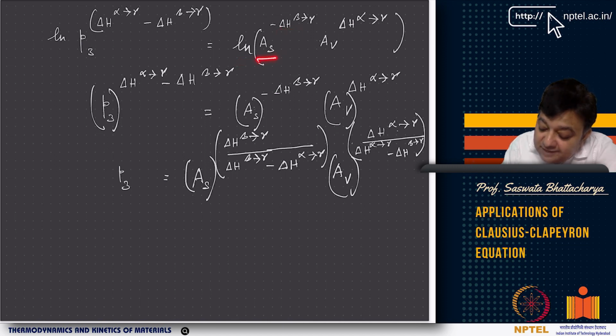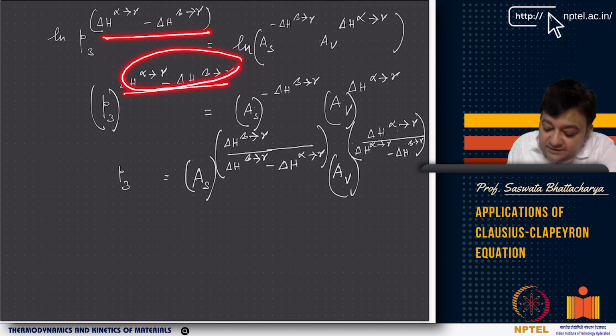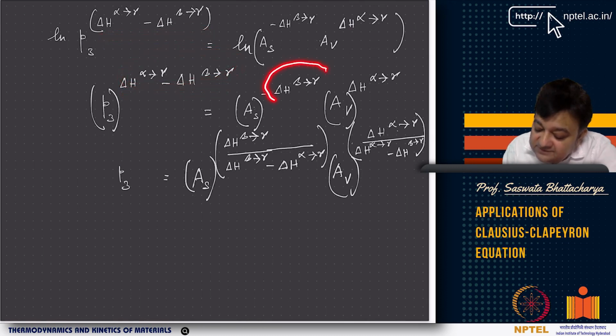So as to the power minus delta h beta to gamma, this is plus delta h alpha to gamma. So basically this becomes delta h beta to gamma. So if I rearrange, I have this entire term here as the power, and here we have this term, and then you have this term. So basically if you separate this out, you get P3.